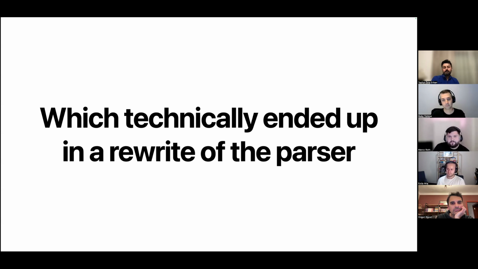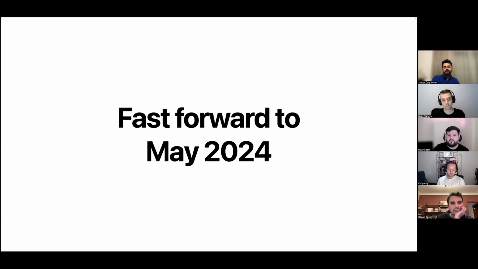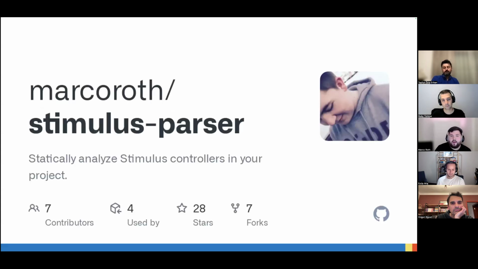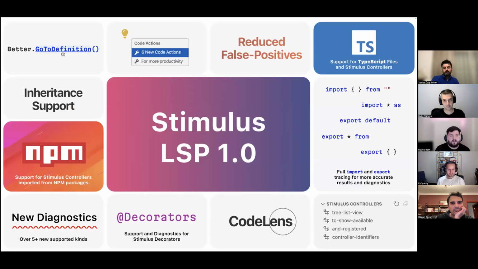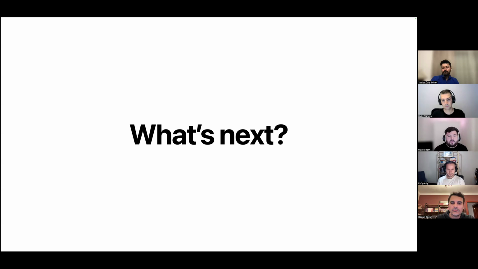So if you fast forward to 2024, early this year, I was able to release this parser. And with that, I was also able to release the Stimulus LSP 1.0 version, where I felt like this was super reliable. This works for most cases. So it added support for TypeScript, for inheritance, for importing controllers from NPM packages, and so much more. So all of that, I felt comfortable shipping. It was the 1.0 release, and that's what you can have today. So what's next for this?